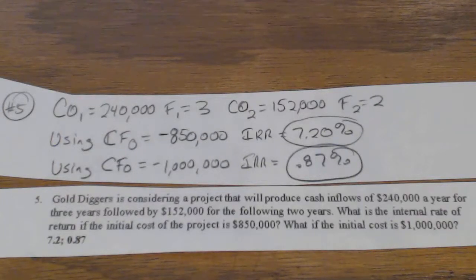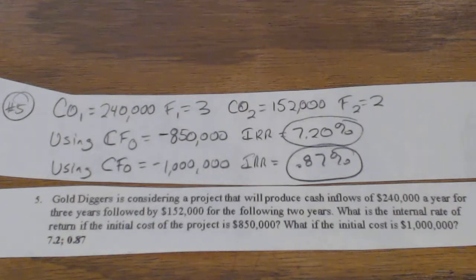Okay, this is capital budgeting, problem number 5. We're going to try to get 6 and 7 done also. Gold Diggers is considering a project that will produce cash inflows of $240,000 a year for 3 years, followed by $152,000 for the following 2 years. What is the internal rate of return? If the initial cost of the project is $850,000, what about if it's $1 million?